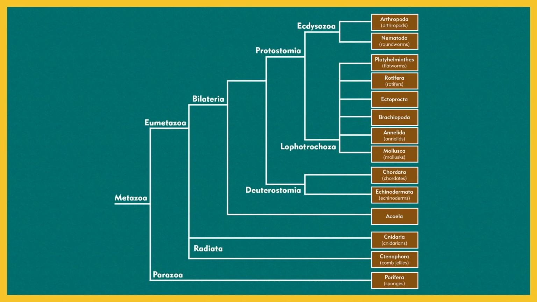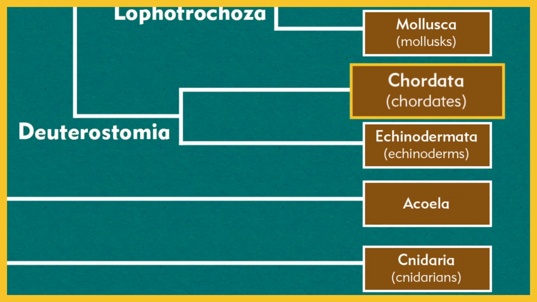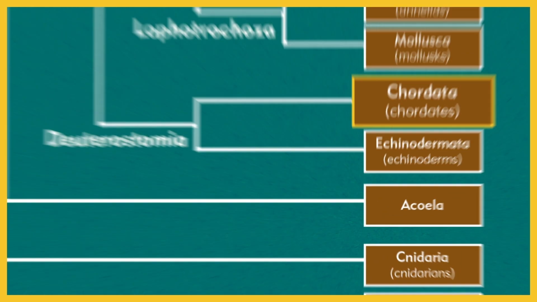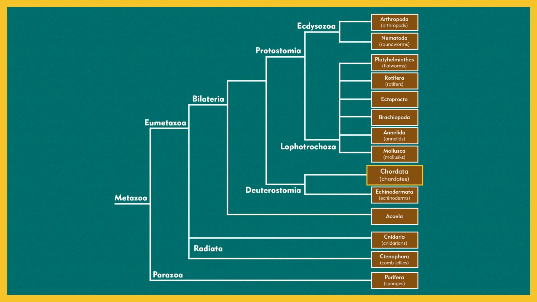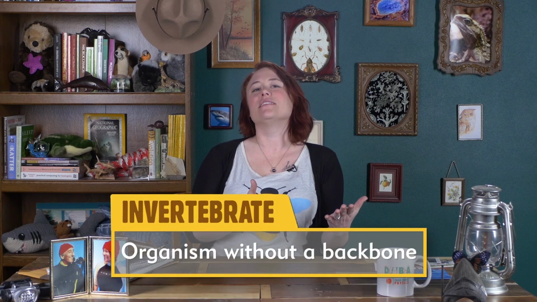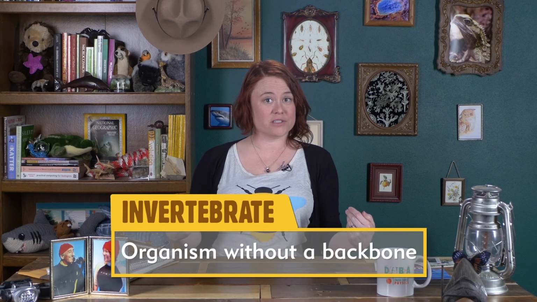Let's check out this tree that shows the different groups of animals. See the chordate group? That's where vertebrates are. And that means everything else you see in the animal kingdom are invertebrates. So what is an invertebrate technically? Spoiler alert, it's not just insects. Invertebrates are technically defined as organisms without backbones, but what they are in practice is widely varied.